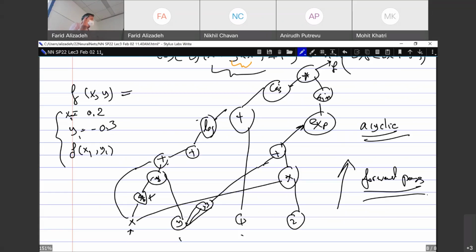But now, what about the derivative? On top of that, I want to compute the derivative of f with respect to x and the derivative of f with respect to y. But at a given point, I'm not interested in the formula. I'm interested in computing this derivative at x equal to 0.2 and y equal to minus 0.3. So at a given point, I want to compute the gradient, in this case only two variables. How do you do that?